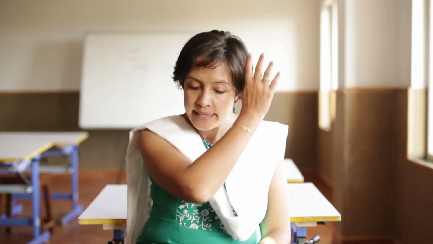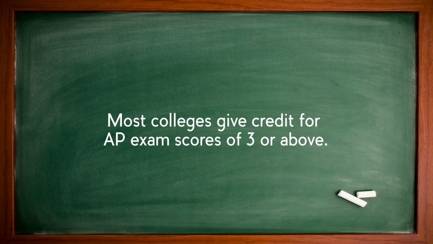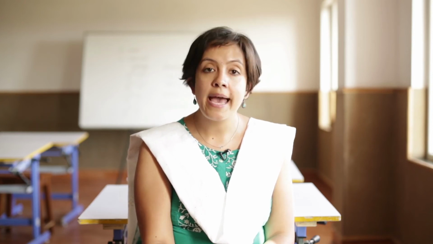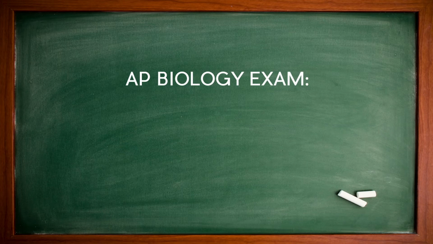AP tests are scored on a scale of 1 to 5, with 5 as the highest. Most colleges, but not all, give credit to students who score a 3 or above on the AP exams. That means that AP exams can help you graduate from a college in less time and at a lower cost. That's good. So how does the AP Biology exam work?